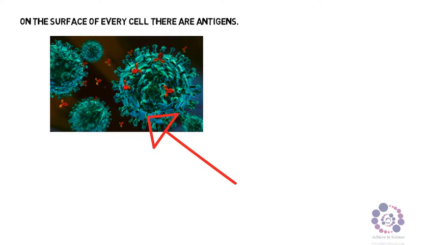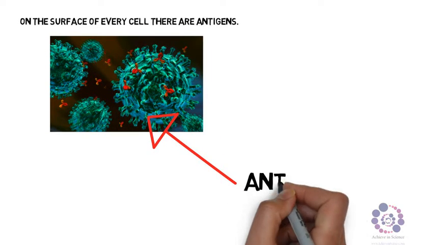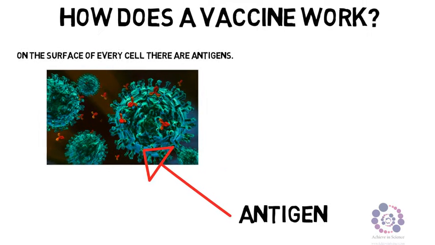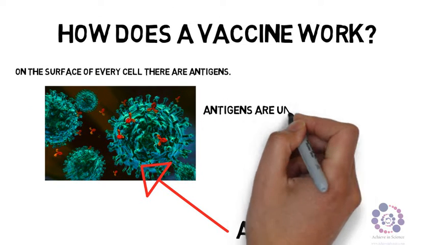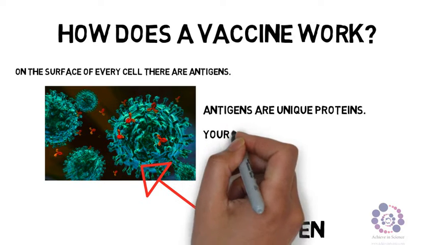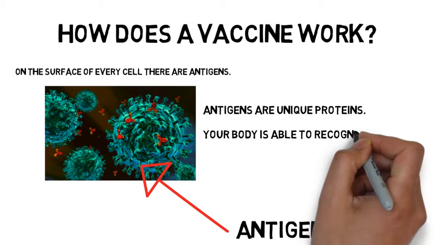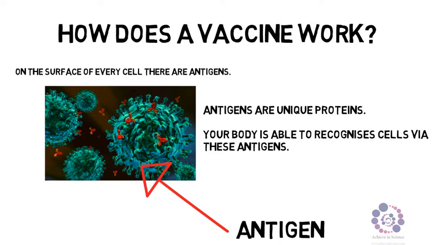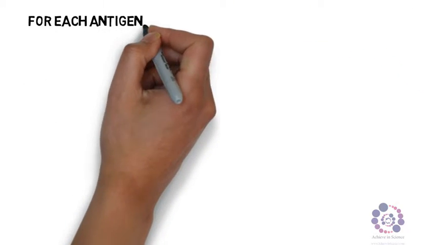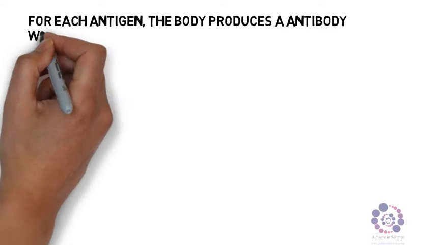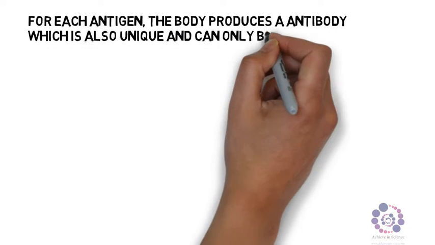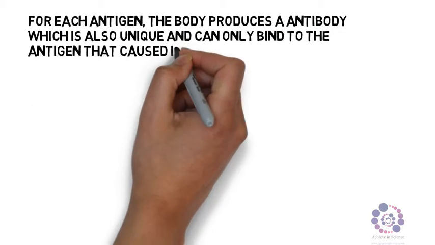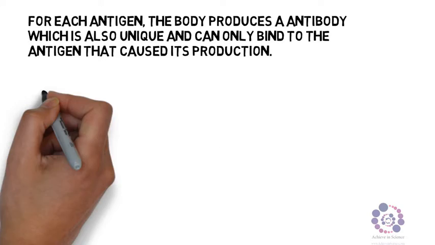Antigens are unique proteins. They're found on the surface of every cell, and it's the way in which cells are recognized. Now, this is important because for each antigen, the body produces an antibody, which is also unique, and this can bind to the antigen that has caused its production.